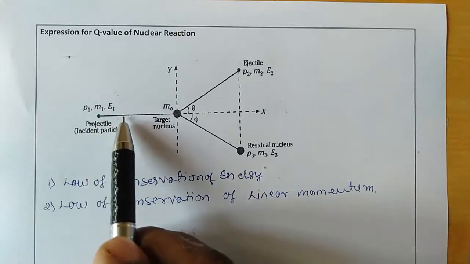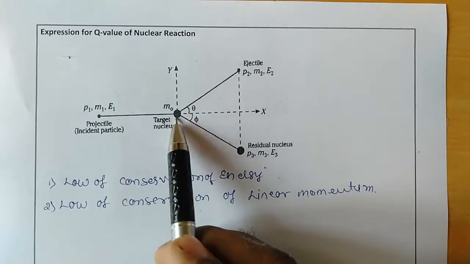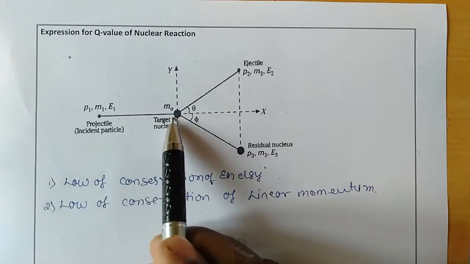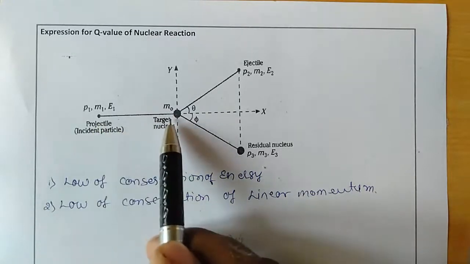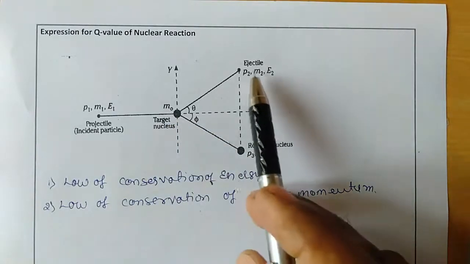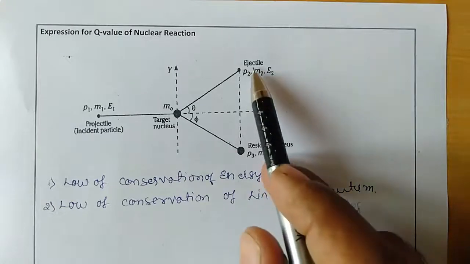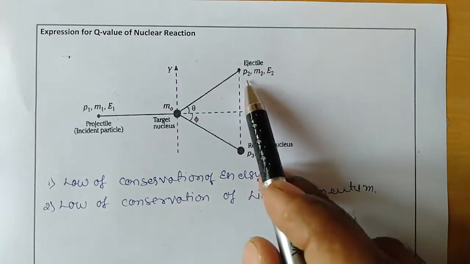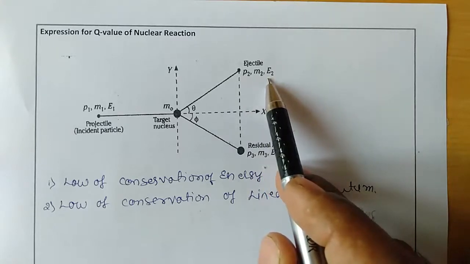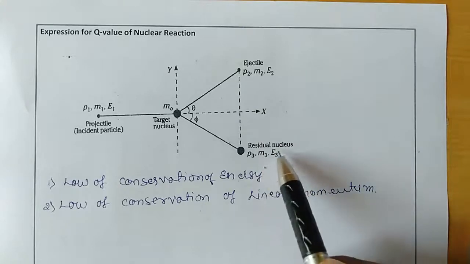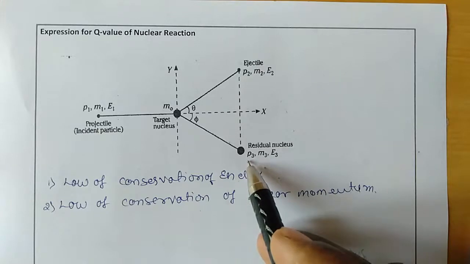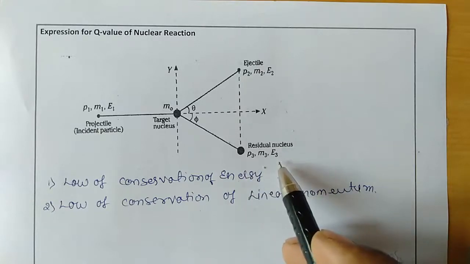This projectile is made incident on the target nucleus, which has a rest mass of m0. As a result of this nuclear reaction, that is when the projectile bombards the target nucleus, a residual nucleus and an ejectile are formed. Let the ejectile have a linear momentum P2, mass m2, and kinetic energy E2. Similarly, the residual nucleus has a mass m3, a linear momentum P3, and a kinetic energy E3.